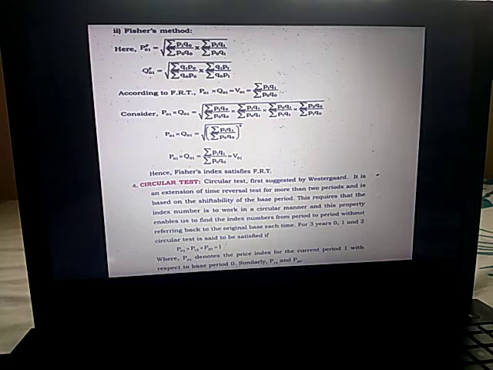You see there is a circle here for the three periods 0, 1 and 2. It should go in the circular form P01 into next P12, next it will be P20. So it will complete a circle. So the product of all those should be equal to 1, where P01 denotes the price index for the current period 1 with respect to the base period 0. Similarly, P12 and P20, where P12 denotes the price index for the current period as 2 and the base period as 1. For P20, the current period will be 2 and the base period will be 0.